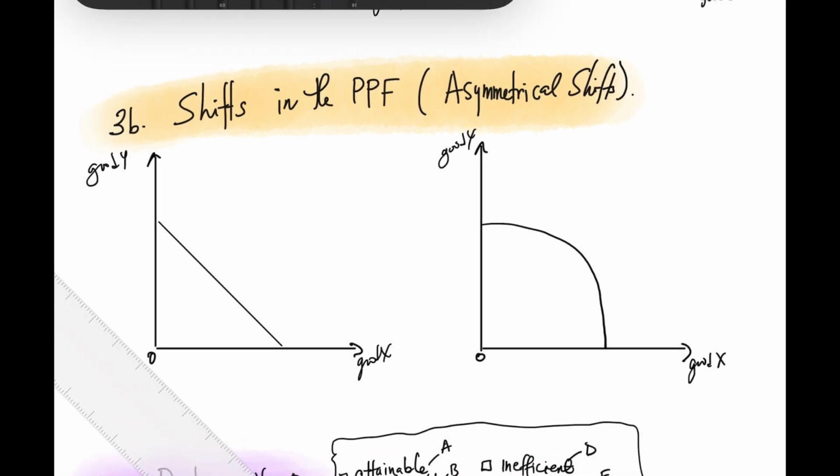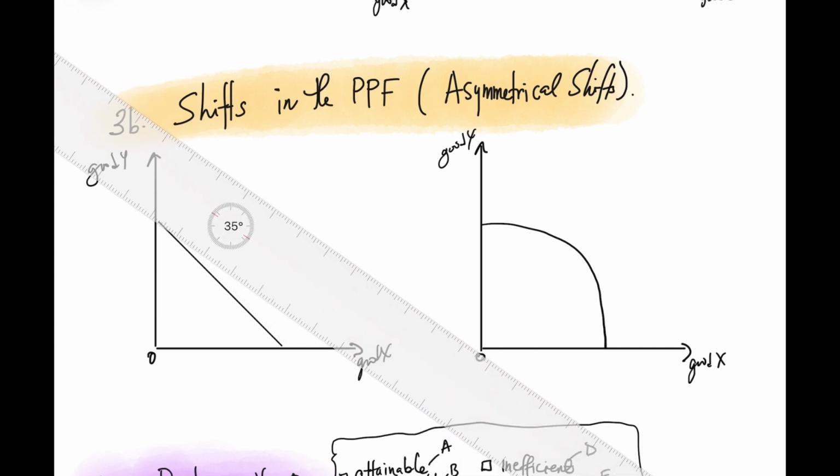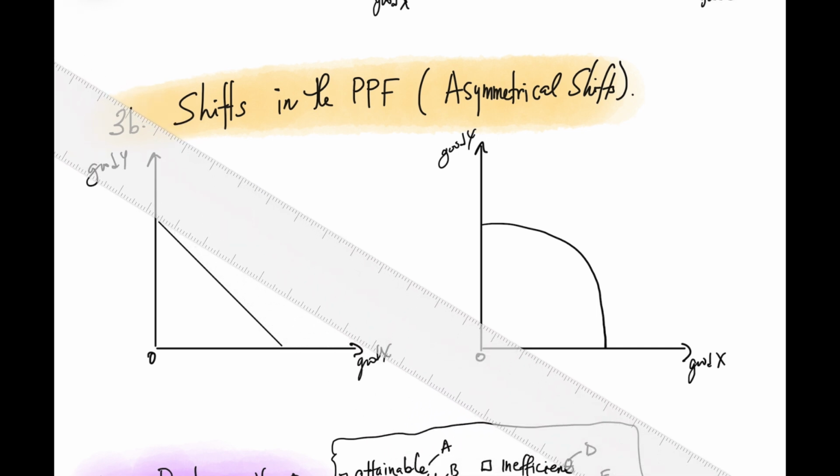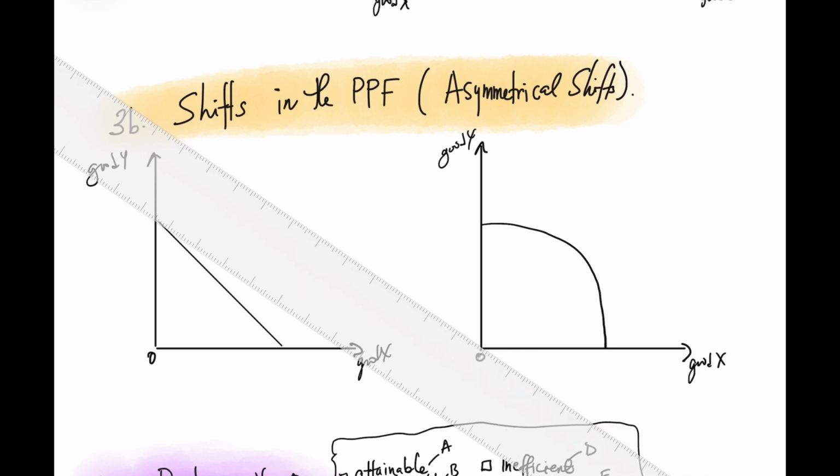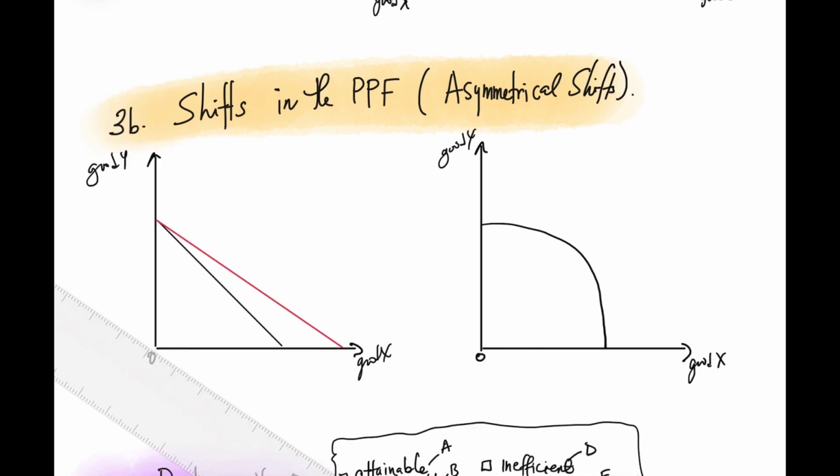That will look, so I'm going to draw this shift in red. That would look like this, exactly what you're thinking of. Good. That will look like this, and so we get the outward shift in only one good. Similarly, with the bowed-out PPF, the outward shift, I'm going to try my best and hit this. Yep, there we go. The outward shift is only in one good.